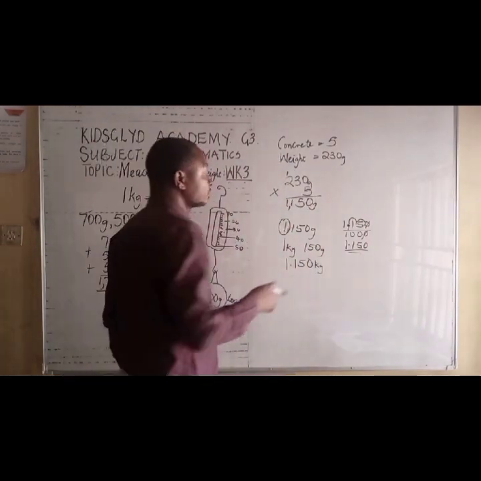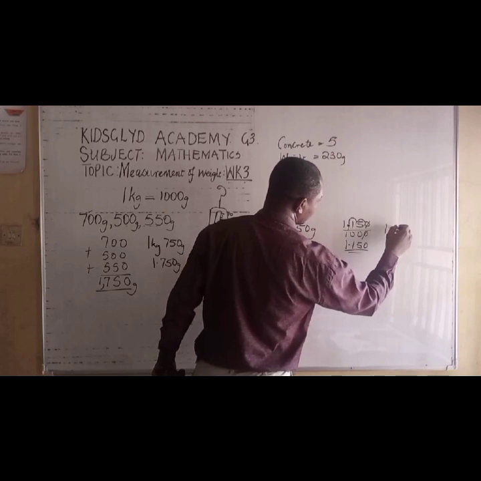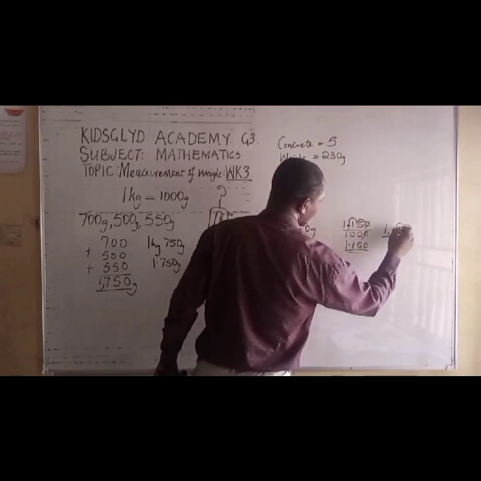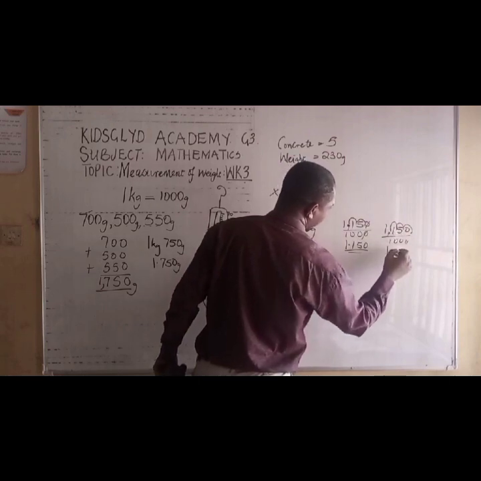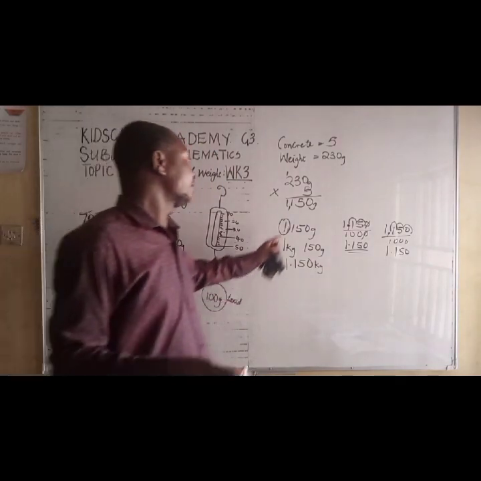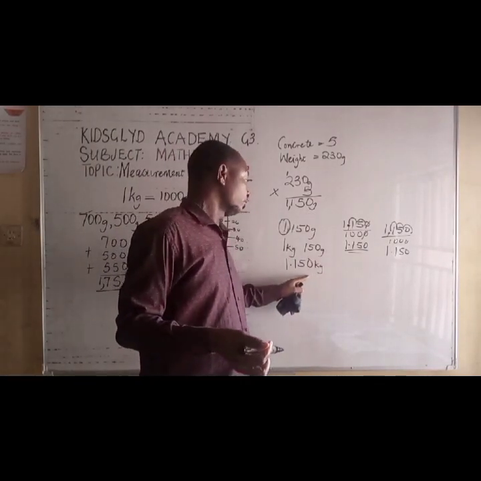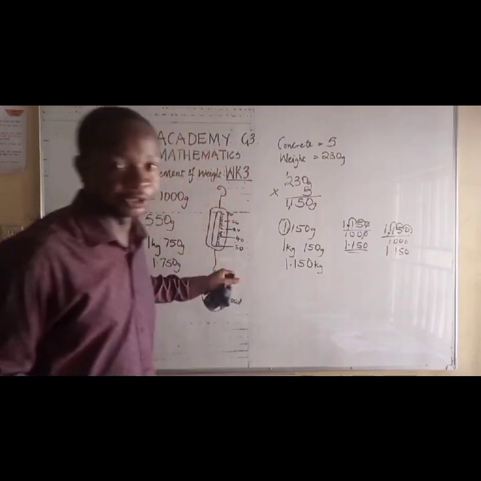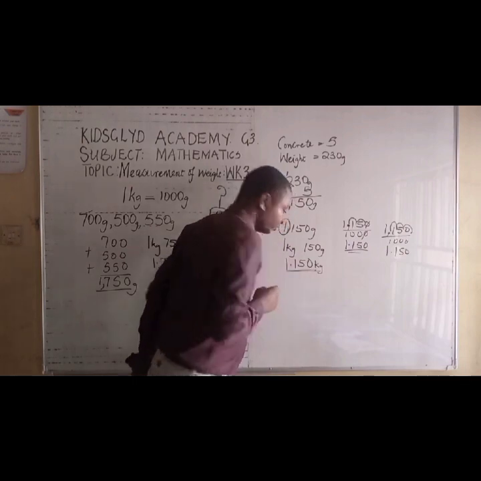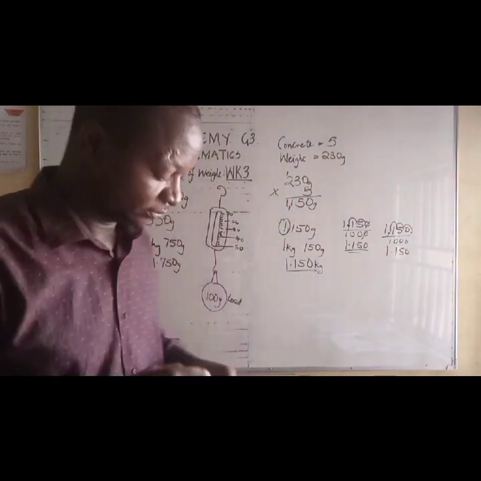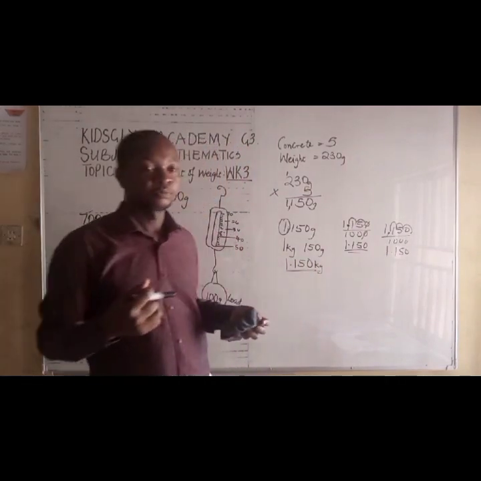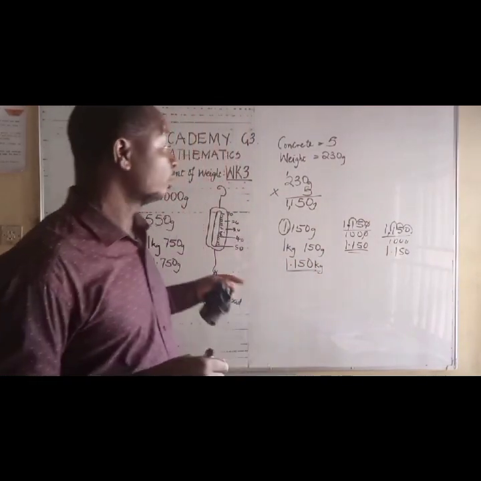Even if you don't cross out the zeros, we will still have 1,150 divided by 1,000. You see 1, 2, 3, you will see it ends here, still giving us the same thing. So we will divide the number of grams by the conversion unit, which is 1,000. It will give us the value in kilograms. I believe this is easier for us.